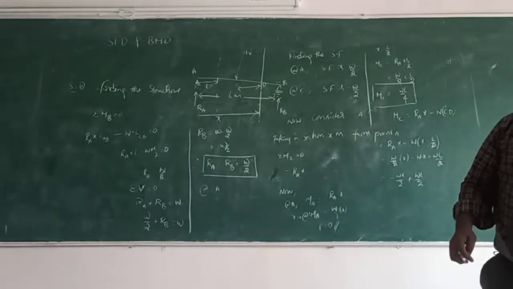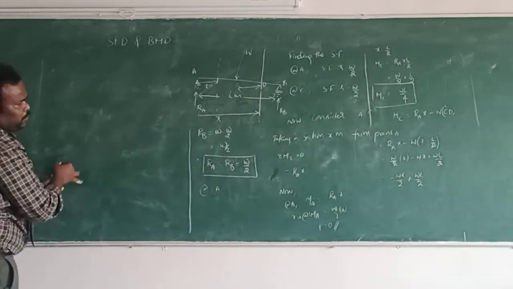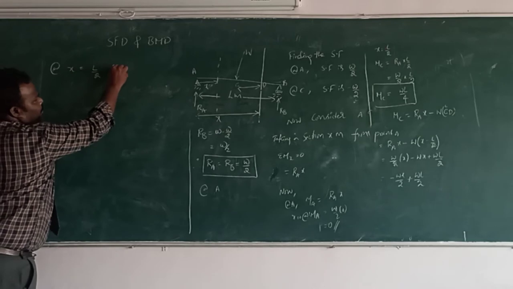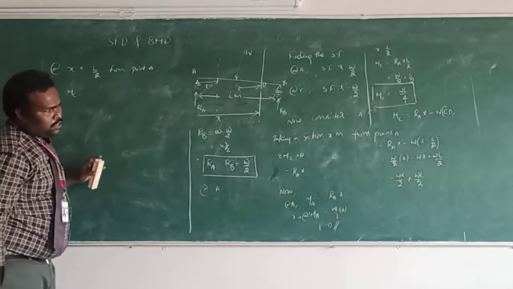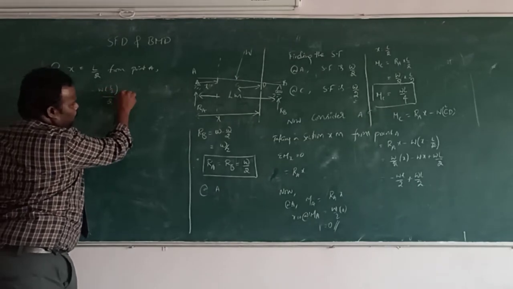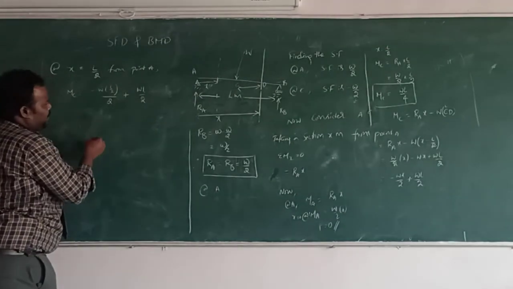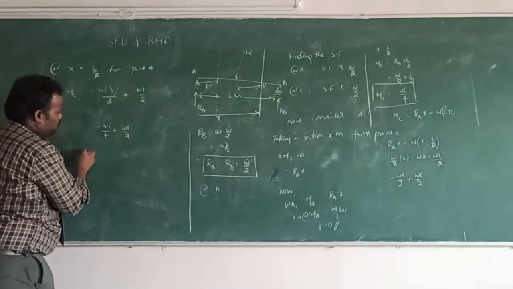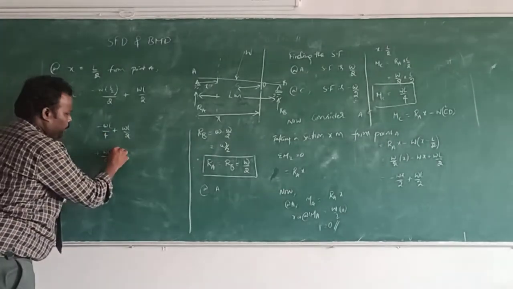Now, taking x equal to L by 2, then from point A, M_C equals. The formula is minus W into L by 2 plus W by 2 into L by 2. That equals minus WL by 4 plus WL by 2, which equals WL by 4 newton meter.